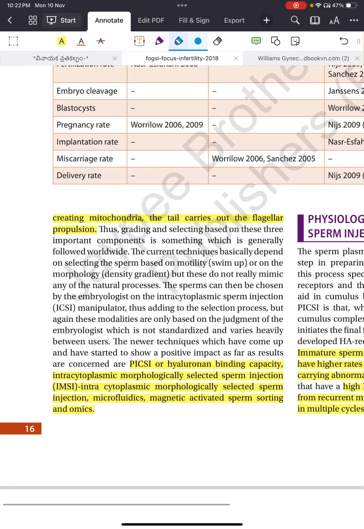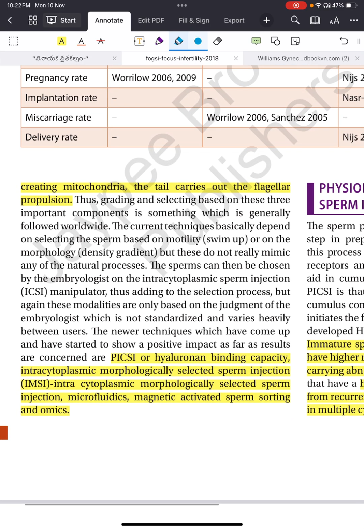So what are the different techniques? The current techniques for selecting sperm are based on motility, such as the swim up technique, and on morphology, that is the density gradient technique. But these do not really mimic any natural process. In the natural way of sperm going up, there is no swim up or density gradient.